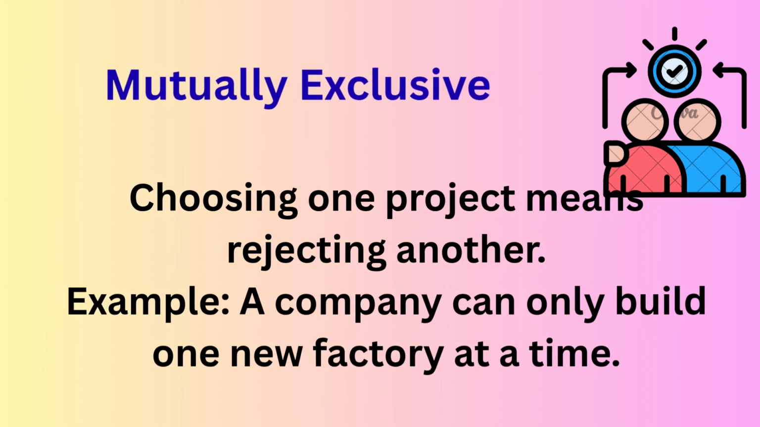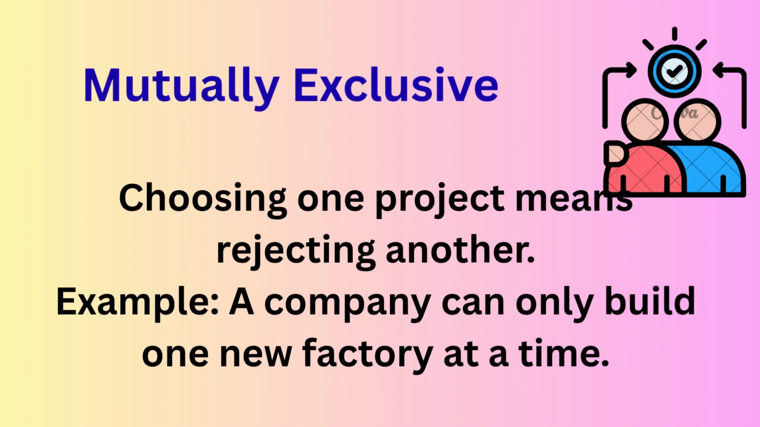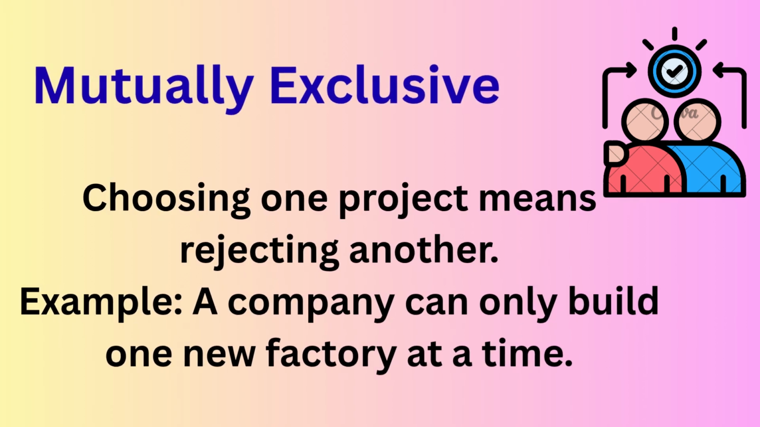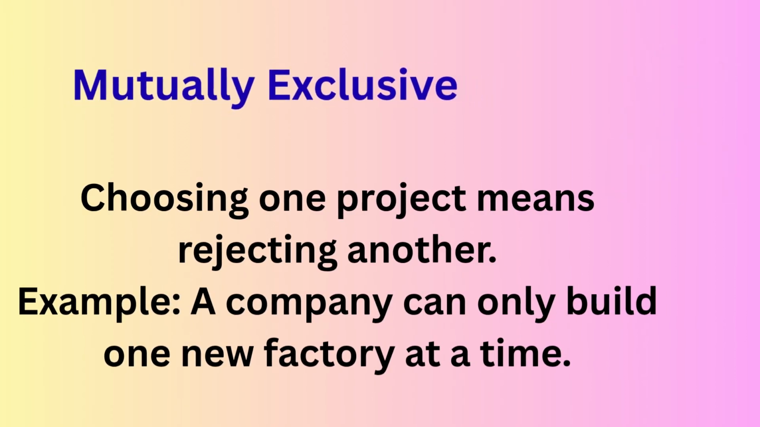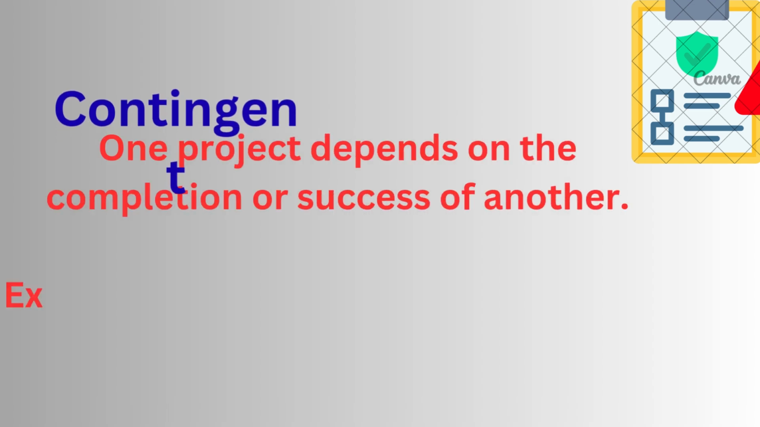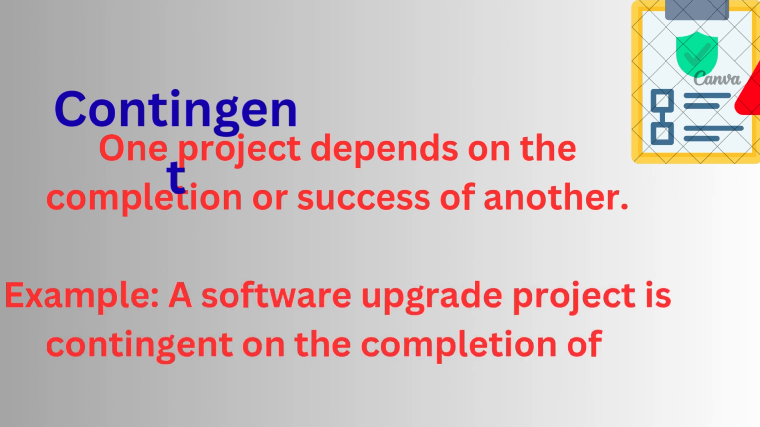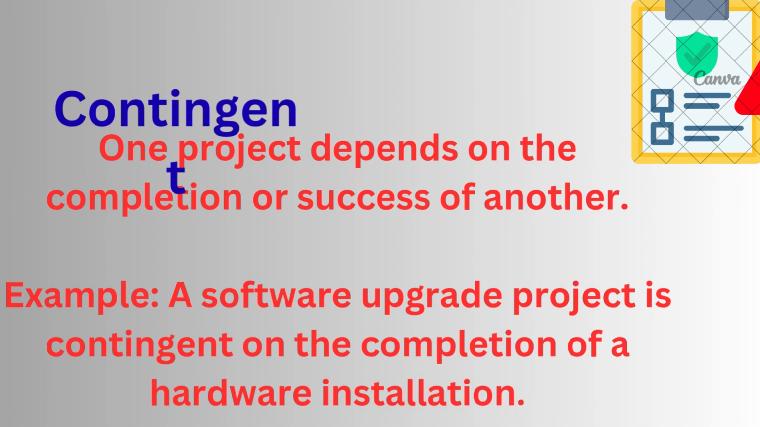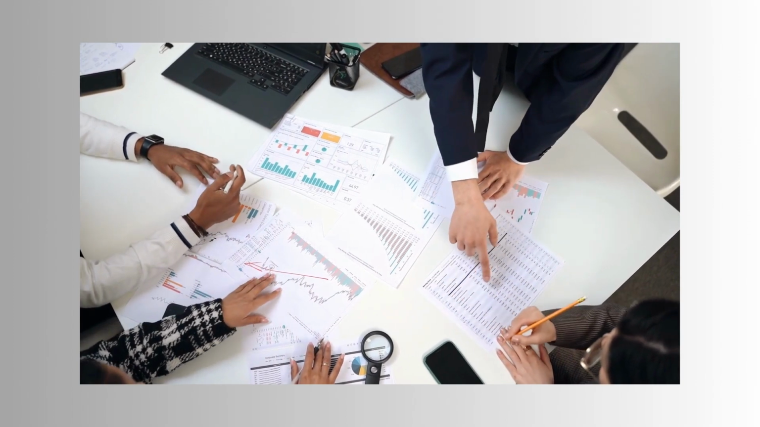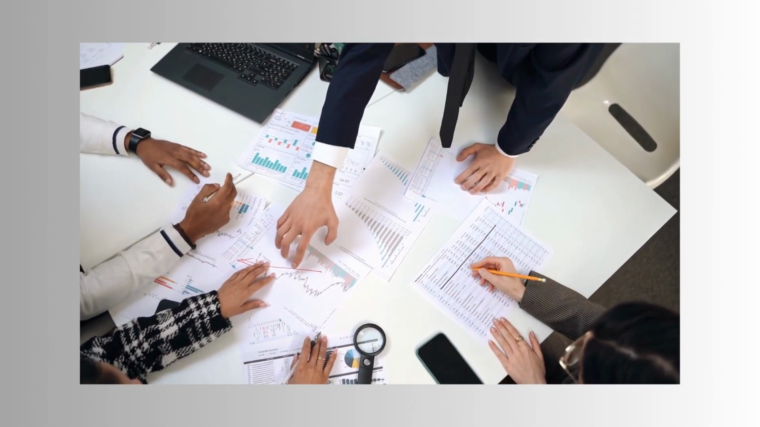A common example is a company that has the budget to build one new factory but must choose between two different locations. Lastly, a project is contingent if its execution depends on the completion or success of another, for instance, the project to launch a new product is contingent upon the successful completion of the product development project.